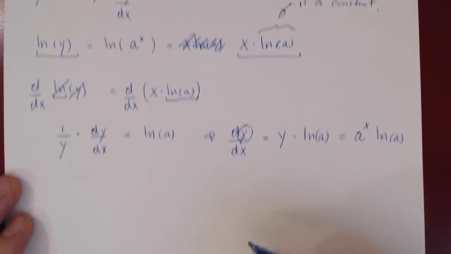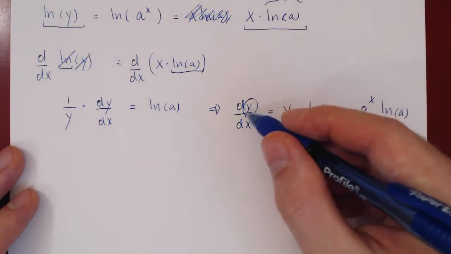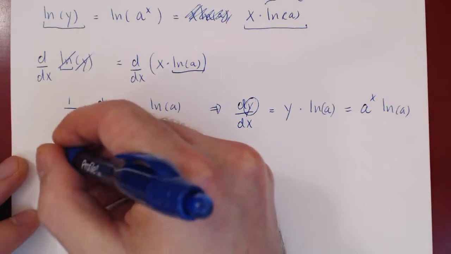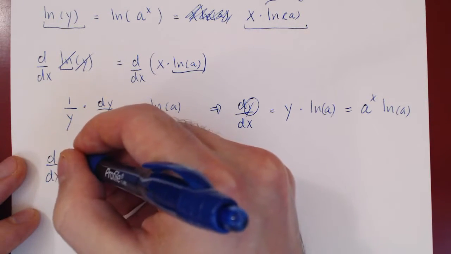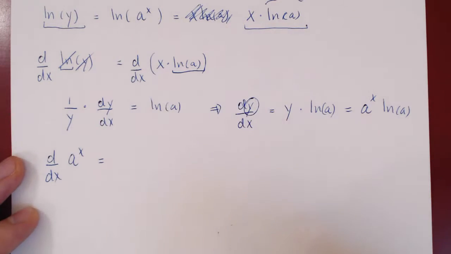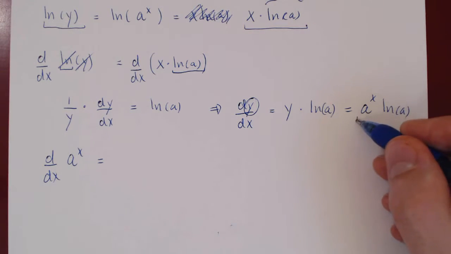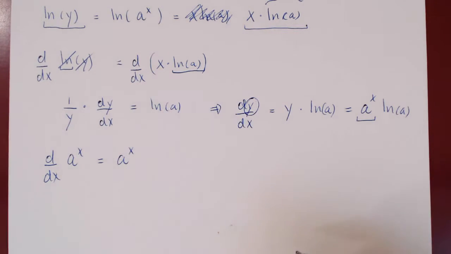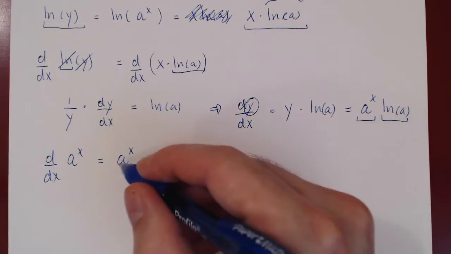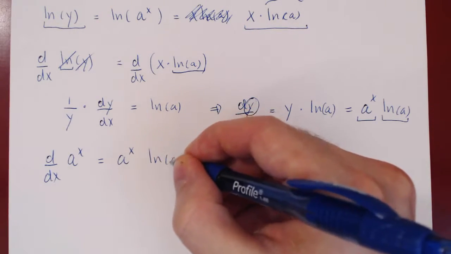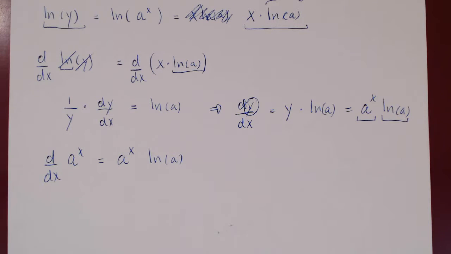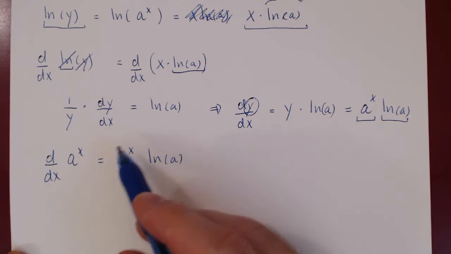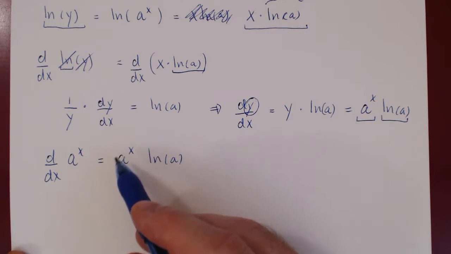And we can now state our conclusion. The derivative of y, which was a to the x for any positive base a, so d over dx of a to the x, that is exactly equal to a to the x, so the function itself, times the ln of the base, the ln of a. And so there you have it. The derivative with respect to x of any exponential function base a is the function itself times ln of a, ln of the base.